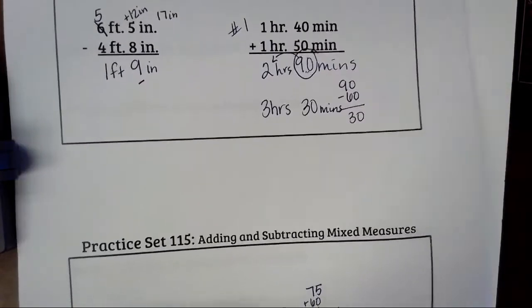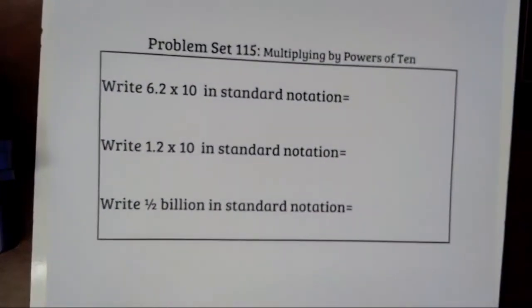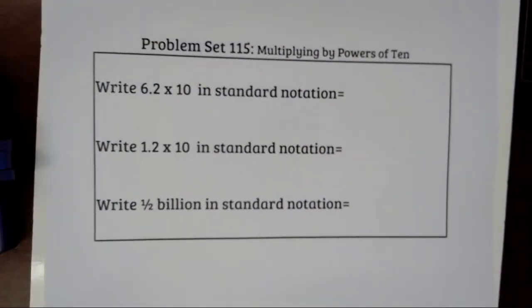Okay, lesson 116. Oh, I'm sorry. Actually, there's more to 115. Multiplying by powers of 10. So this is kind of what we've already talked about. We've talked about how to multiply decimals by 10 or by 100 or by 1,000. But this is taking numbers with powers of 10.